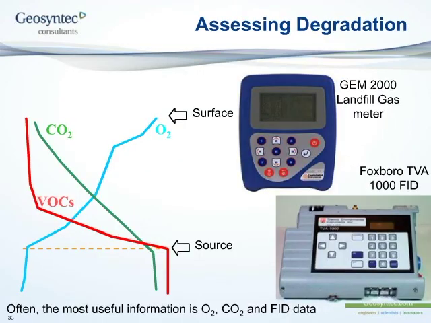Next sample. When it comes to assessment for petroleum hydrocarbons, as I mentioned earlier, sometimes the most important information is the oxygen distribution. So a GEM 2000 landfill gas meter can be used to monitor oxygen, CO2, and methane in the field, and often give you very useful information, certainly much more quickly and much more affordably than laboratory analysis of VOC concentrations. Often methane is the compound of most mobility and greatest oxygen consumption.